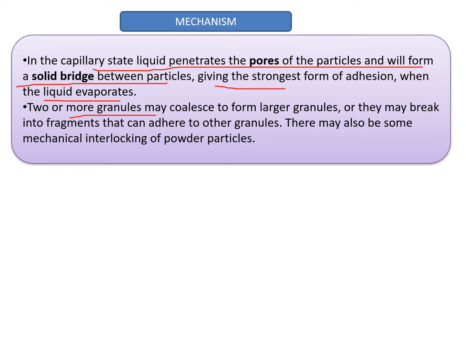Two or more granules may coalesce to form larger granules, or they may break into fragments that can adhere to other granules. There can be some mechanical interlocking also between the particles. So this is the mechanism of wet granulation. First, a liquid film is formed, then solid bridges are formed, and then finally granules are prepared.